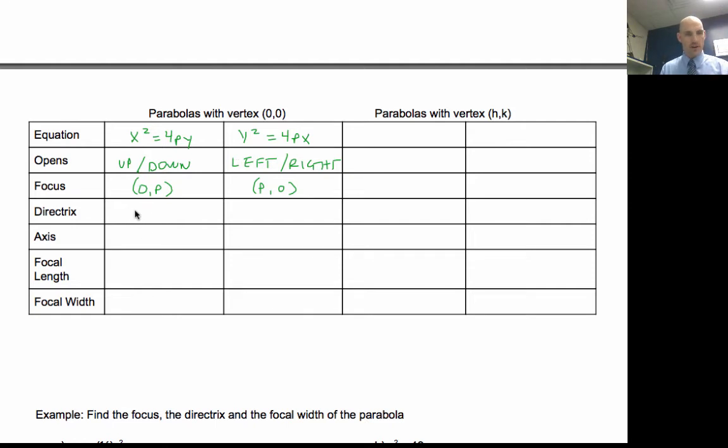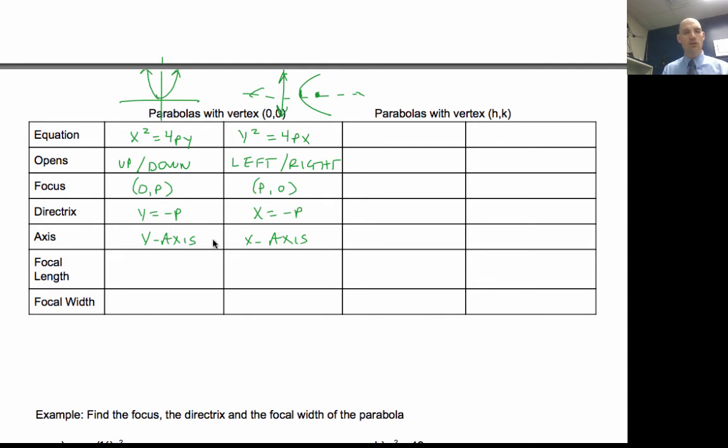So my x coordinate would be the one that's changing, or my y coordinate if it opens up and down. My directrix is y equals negative p. My directrix here would be x equals negative p. Well, think about that. It opens left and right, so my directrix would be here. My focus would be here. Let's call this my x-axis. This is an x equals line, right? And this would be a change in the x coordinate to get to my focus. My axis is my y-axis here, because this one opens up and down, remember? So my axis would be my y-axis, and this would be the x-axis.